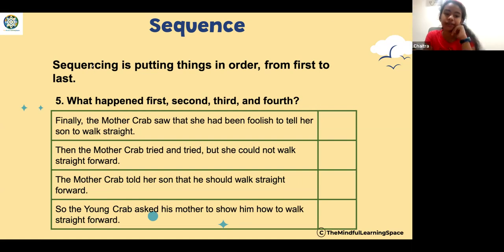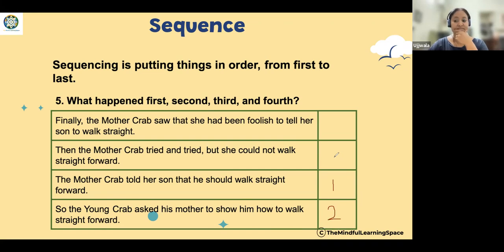That's the second one. So Mother Crab already told her son that he should walk straight. So that's why Young Crab asked. So that's the second one. The second one is the young crab asked his mother to show him how to walk straight forward. Okay, good.